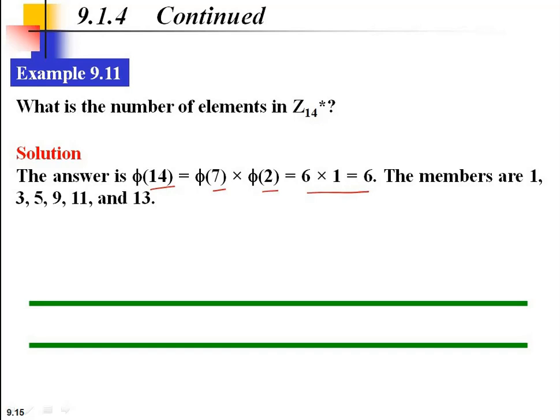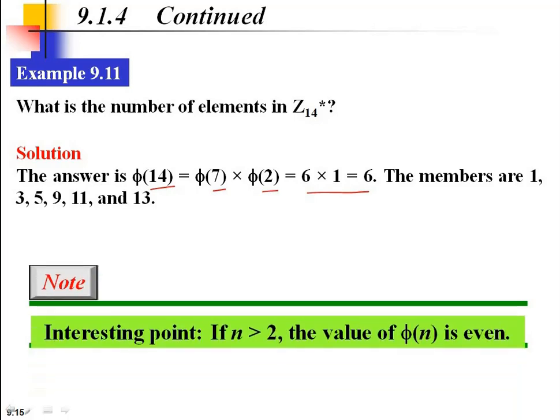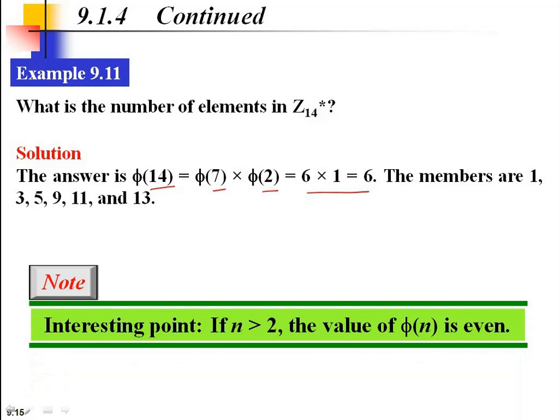So there are basically 6 numbers, that is 1, 3, 5, 9, 11 and 13, which are relatively prime to 14. And there is an interesting point: if n is greater than 2, then the value of phi of n is even.